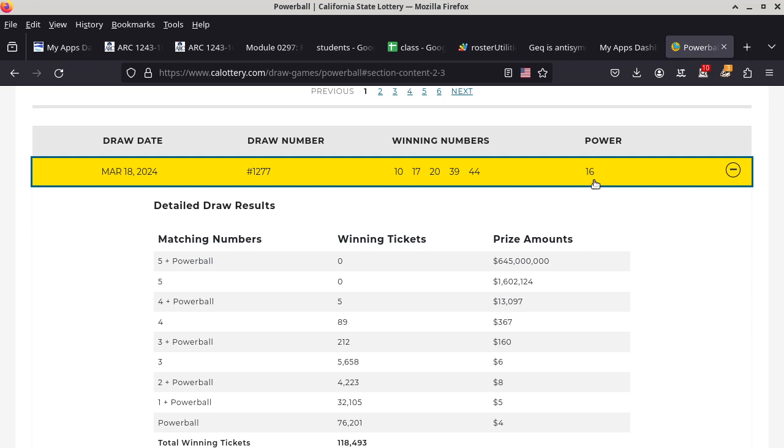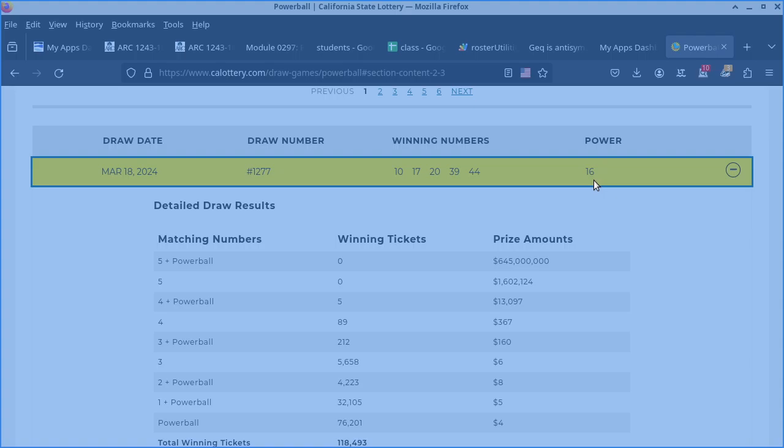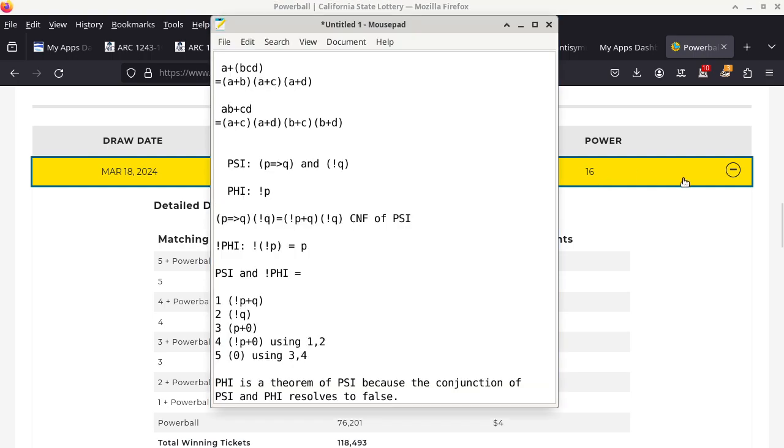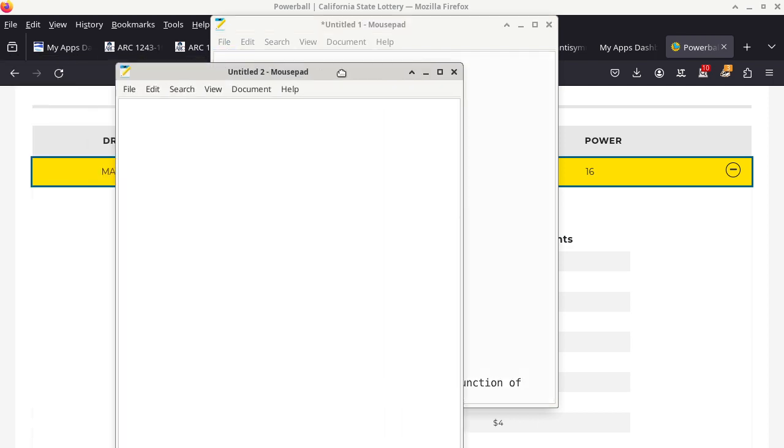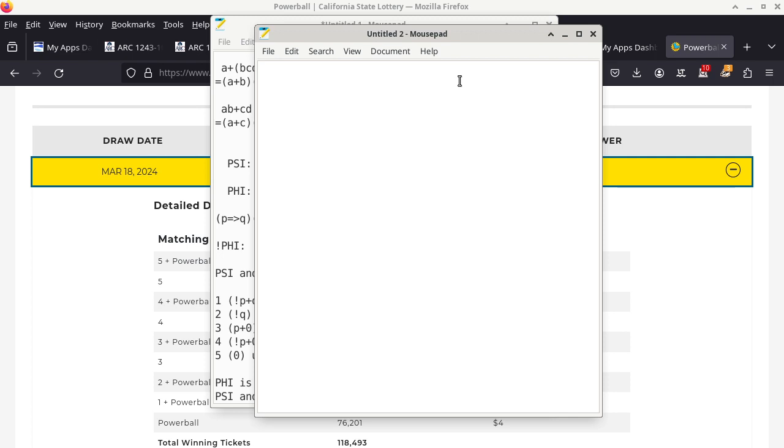Okay, so what do we have so far? Let me use the mouse pad to describe what we have at this point. I'm going to start a new window to do this. Basically, we want to pick five unique numbers from 1 to 69. Ordering is not important. Then we want to pick one number from 1 to 26. So the question is, how many ways can I do this?